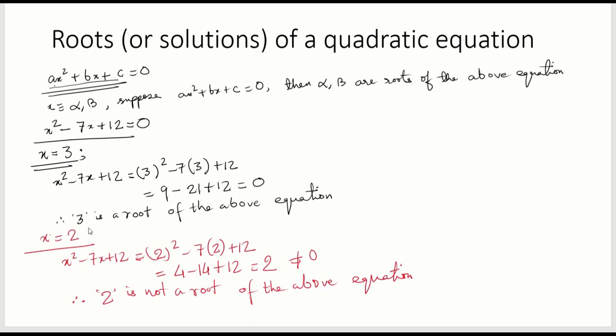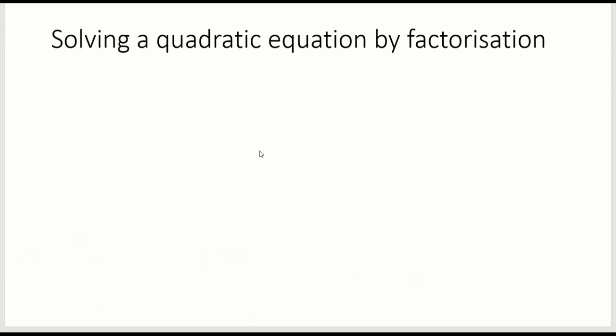I guess you guys are understanding this point: what is a root of an equation and what is not a root of an equation. For a root of an equation, the left hand side needs to be equal to the right hand side for that value of x. If it satisfies that condition, then that value of x will be a root of the quadratic equation. Let's go ahead.